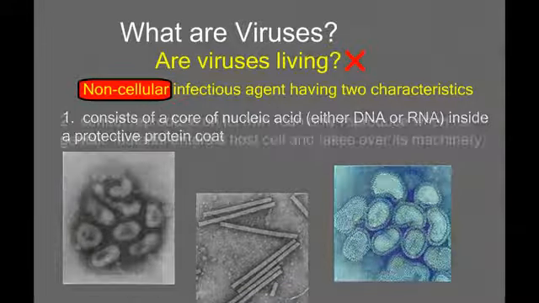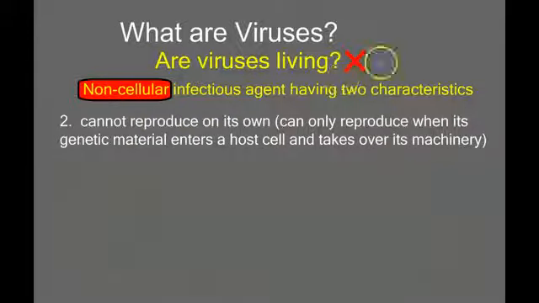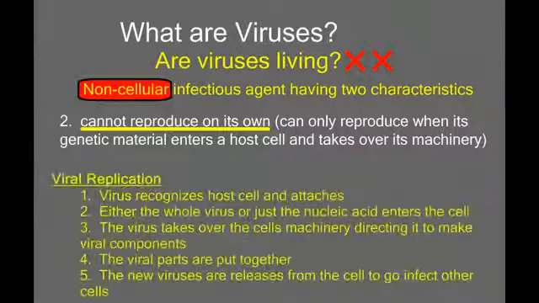When we look at the second characteristic of viruses, we see our second big strike. Cannot reproduce on their own. Well, in this case, two strikes is enough, and so for our specific definition of living things, viruses are not considered living. So instead of saying viral reproduction, we're going to talk about viral replication.